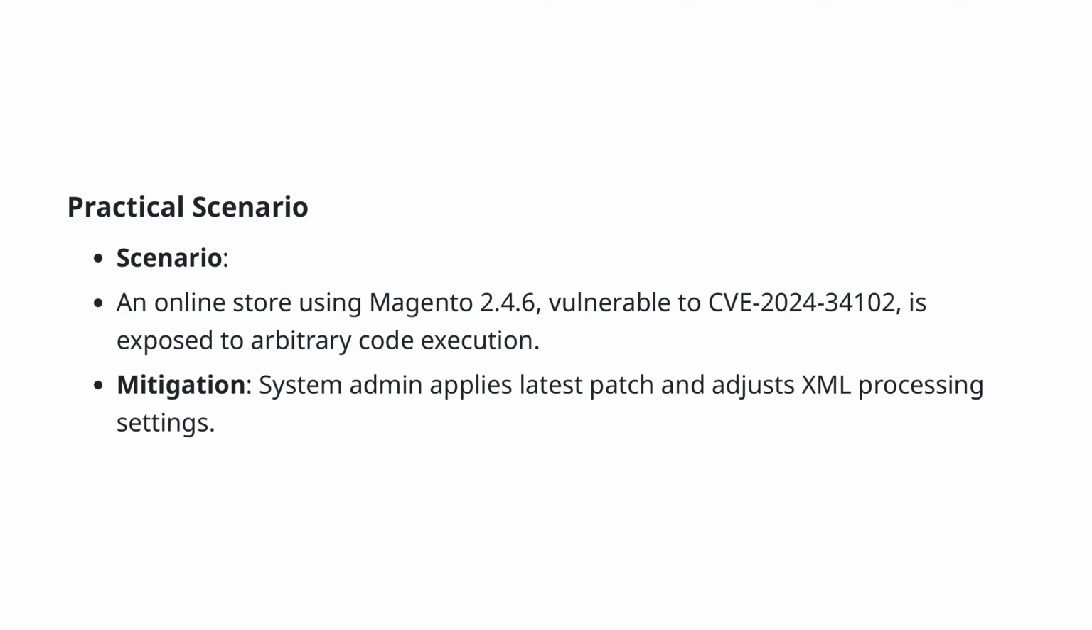In this practical scenario, we are looking at an online store running on Magento 2.4.6 that has a known vulnerability, CVE-2024-34102. This particular vulnerability can potentially allow arbitrary code execution, posing a severe risk to the store's security. To mitigate this threat, the system administrator would need to apply the latest patch provided by Adobe Commerce. Additionally, to further enhance security, the admin should adjust the XML processing settings to limit exposure. This real-world example underscores the importance of staying vigilant and promptly addressing security vulnerabilities to protect your e-commerce platform.